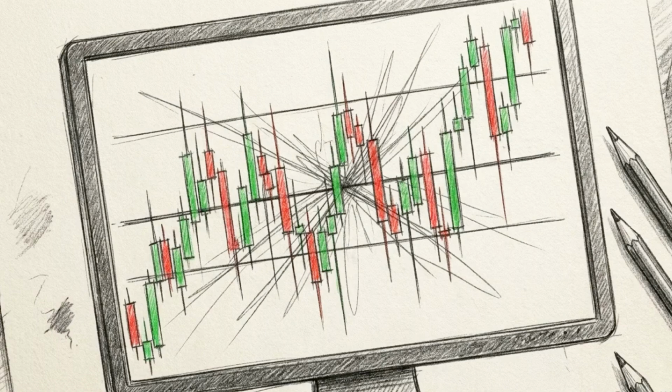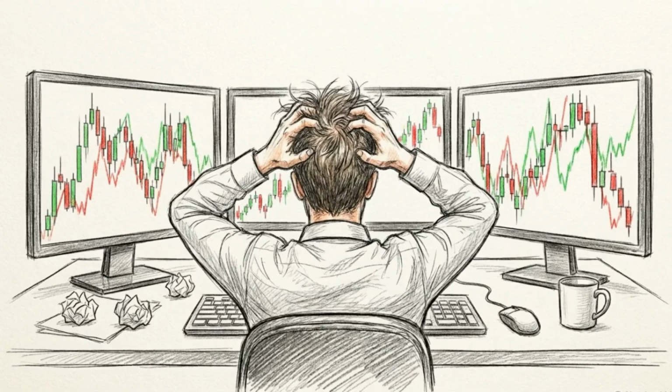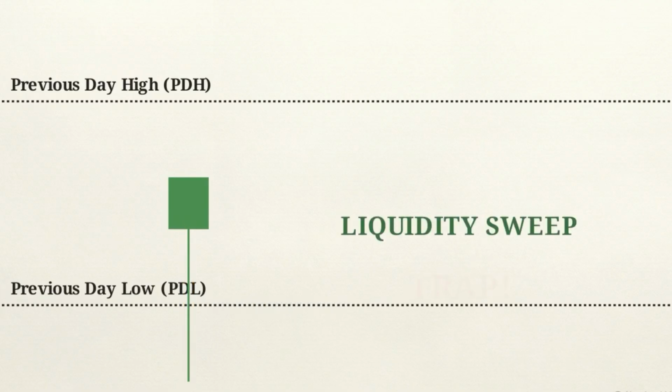But financial markets rarely offer perfectly clean breakouts. In reality, price movements are messy, and those messy edges are where beginners get caught out. Look at this sketched candlestick. The price drops below the previous day's low, but snaps back up. The solid body closes inside the lines, leaving a long lower wick. This is a liquidity sweep. It's a trap. It captures impatient sellers who jumped in early.